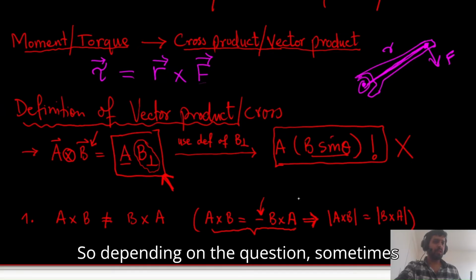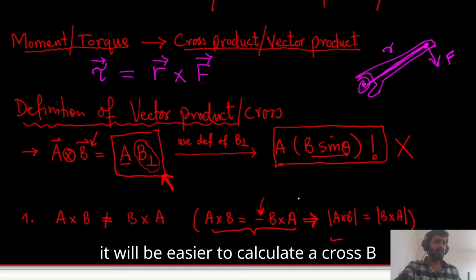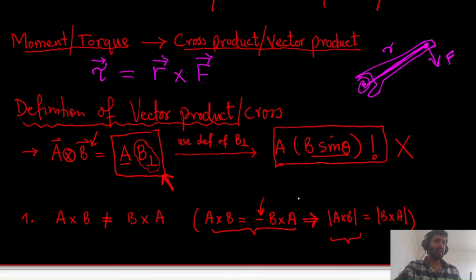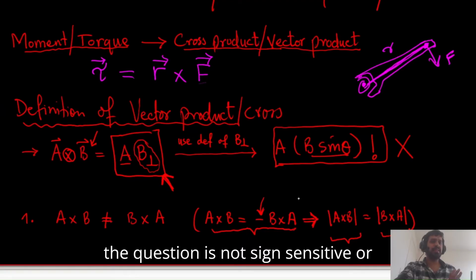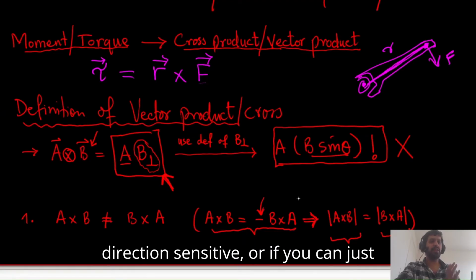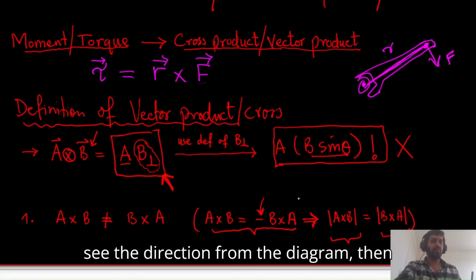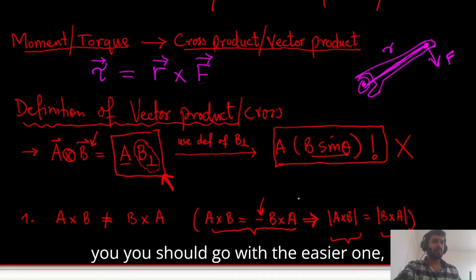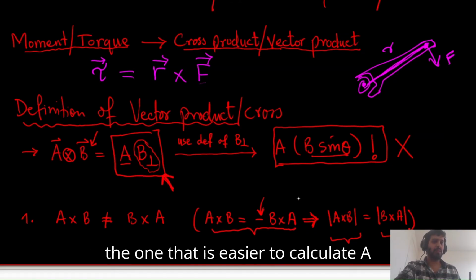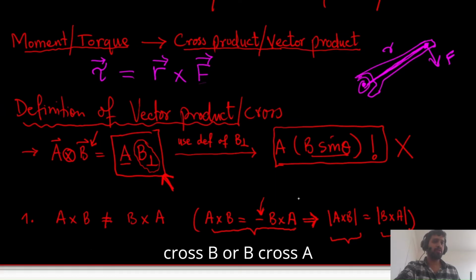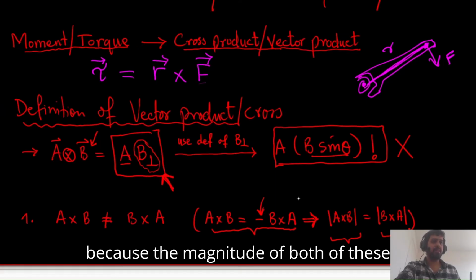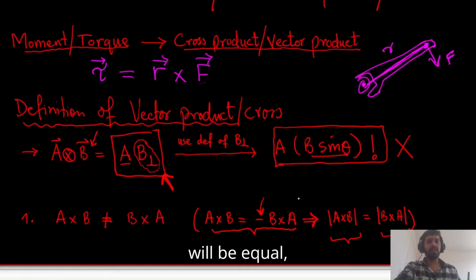So depending on the question, sometimes it will be easier to calculate A cross B, and sometimes it will be easier to calculate B cross A. And if the question is not sign sensitive or direction sensitive, or if you can just see the direction from the diagram, then you should go with the easier one, A cross B or B cross A, because the magnitude of both of these will be equal.